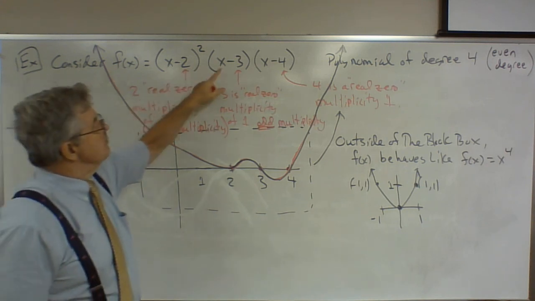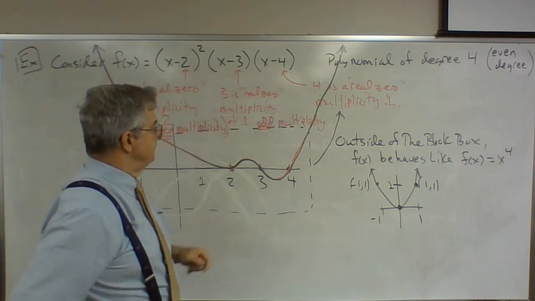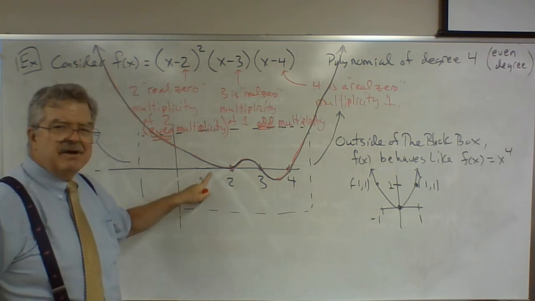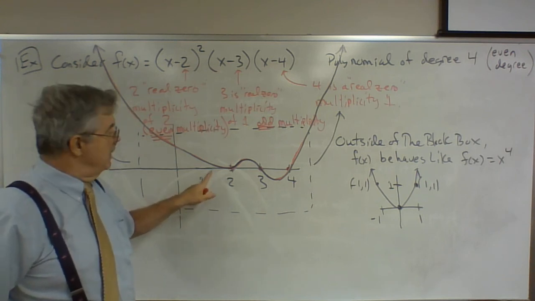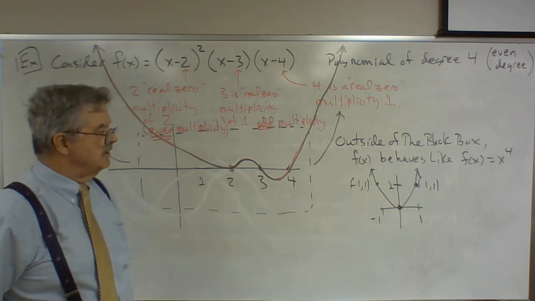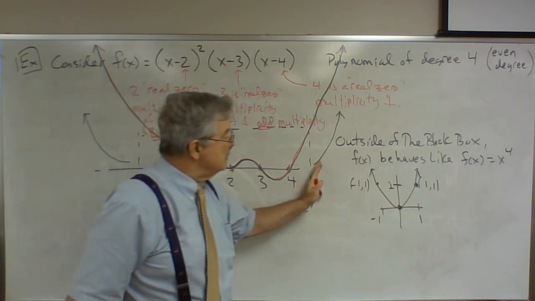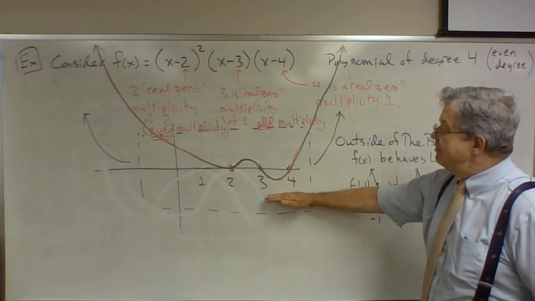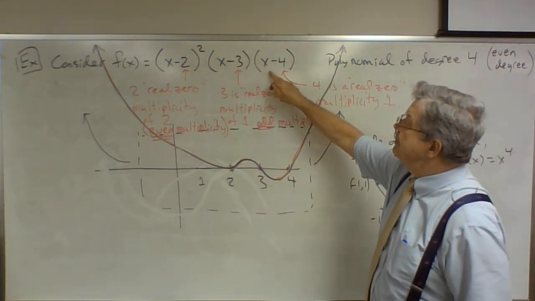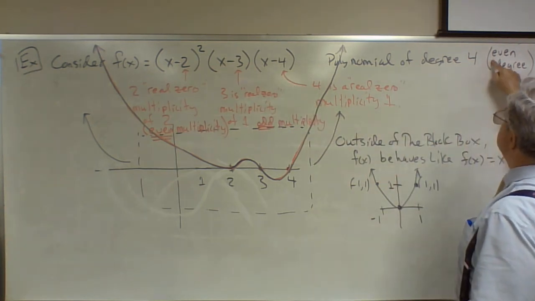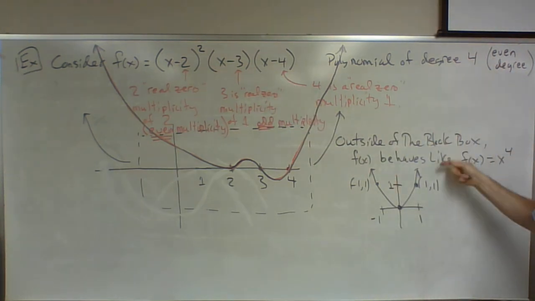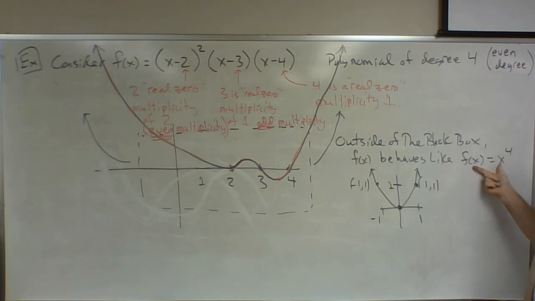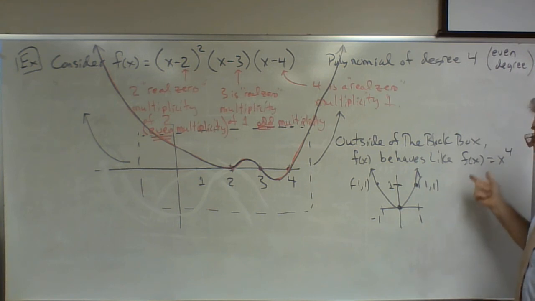Because we knew what the roots or the real zeros were, we were able to figure out anyway what happens inside this black box. And what happens outside the black box? Outside the black box, this function of degree 4, even degree, has to behave exactly like f of x equals x to the 4th. This is the whole reason that we study power functions.